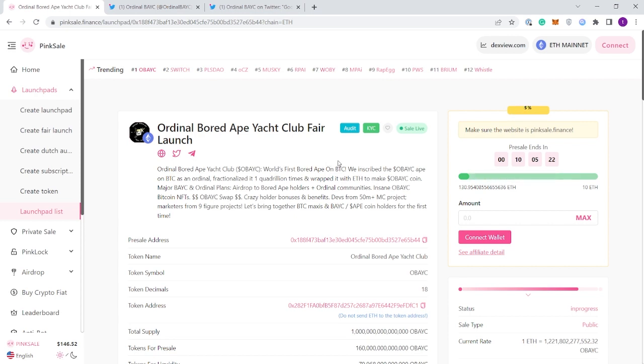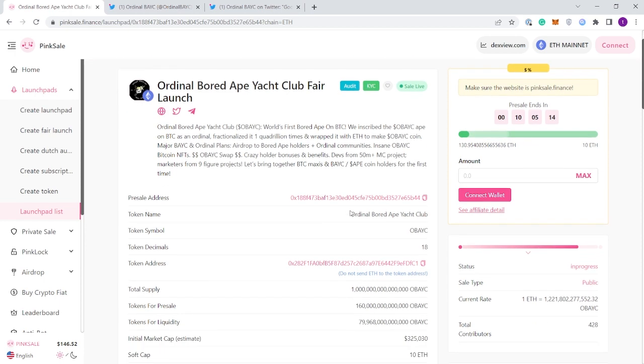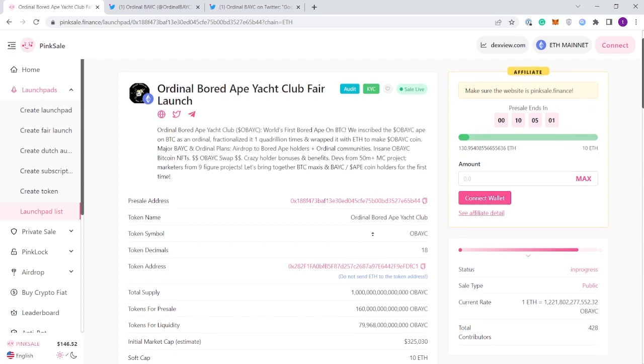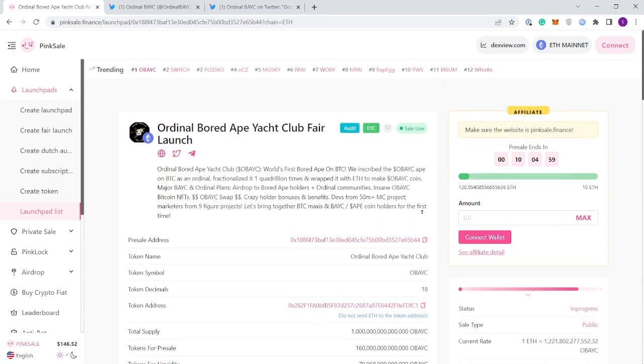And best of all, guys, this is what really pushes it out to me. The devs on this project previously had a $50 million market cap plus project, marketing it from 9-figure projects. Let's bring together BAYC Maxis, Bored Ape Yacht Club, and Ape Coin holders into one community, right? And clearly they are doing that. If you go to the Telegram, super active, it's popping. You probably see me there as well every now and again.